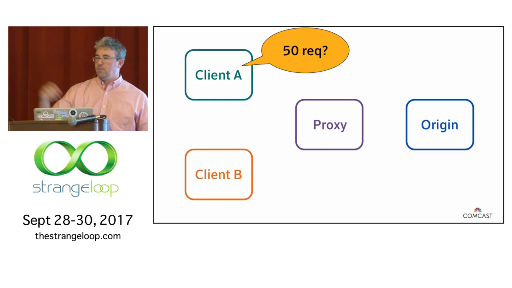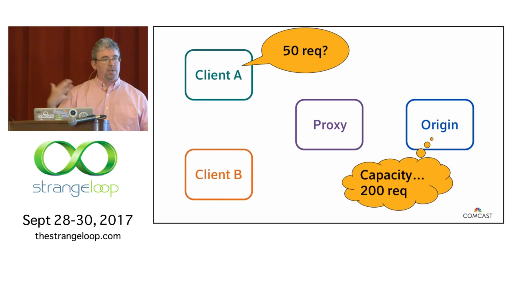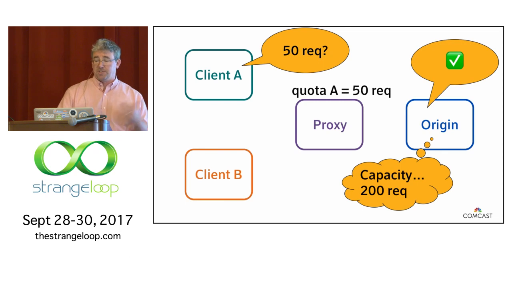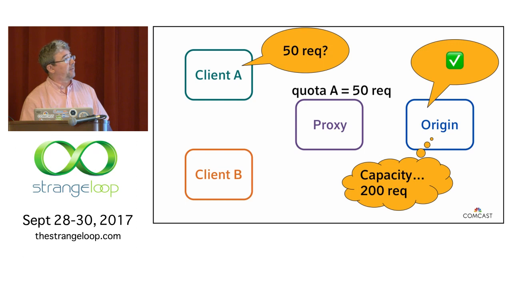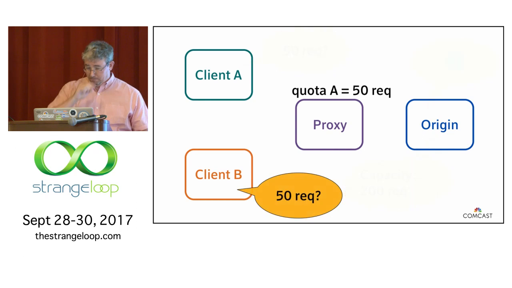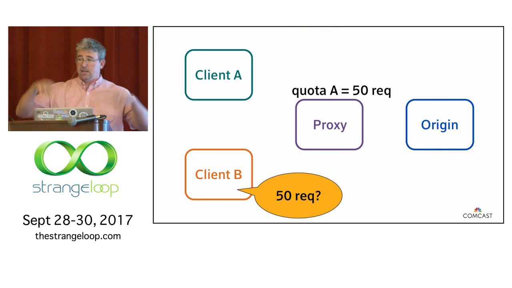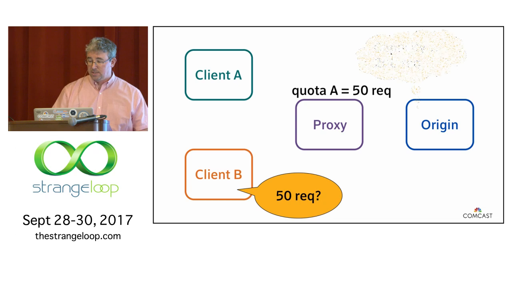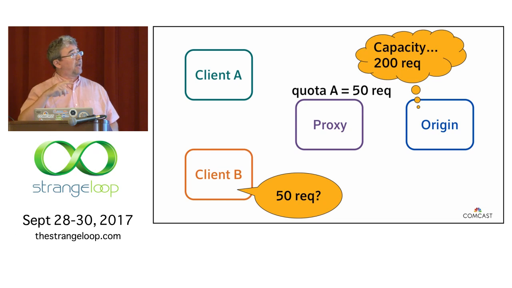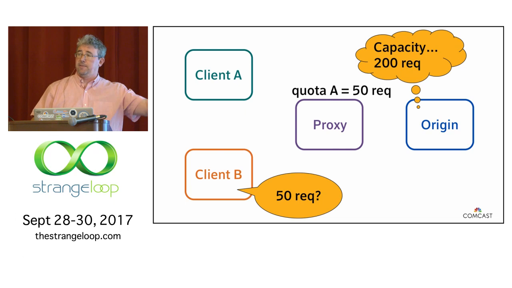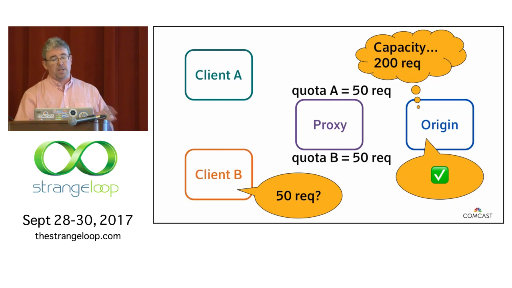And so then we go and we actually talk to the people that run the origin service, and they say, okay, well, I actually have capacity for 200 concurrent requests. 50 is less than 200, so okay, you're good to go. And we set a quota for client A of 50 requests, right? Then client B comes, and they say, I'd also like to use 50 concurrent requests. And the origin says, okay, I've got capacity of 200, and I gave 50 to those folks, so yeah, I can give 50 to you too, and so that's okay. And so I set a quota for B of 50 concurrent requests.